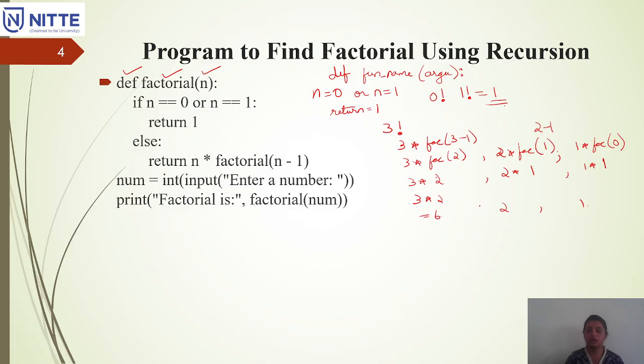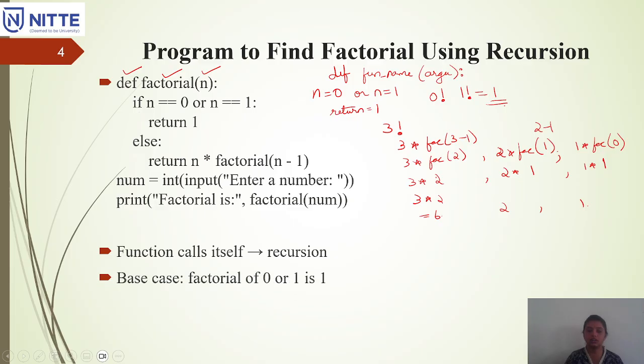Whatever is the factorial of the number, according to that, it is going to print. So the function is going to call itself, which is recursion. The base case is that factorial of 0 or 1 is 1.